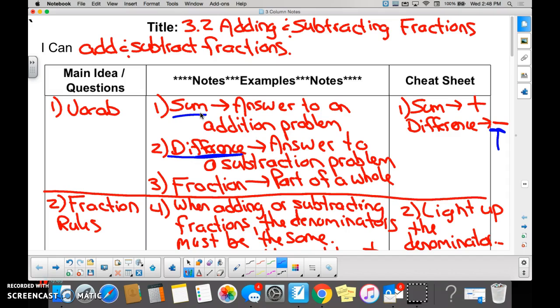Okay, cool. And then this one we've been doing forever. A part of a whole is a fraction. It also lives between 0 and 1. We also know that fractions are a division problem. Nice job.